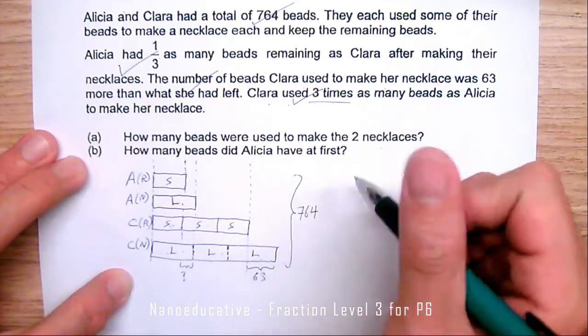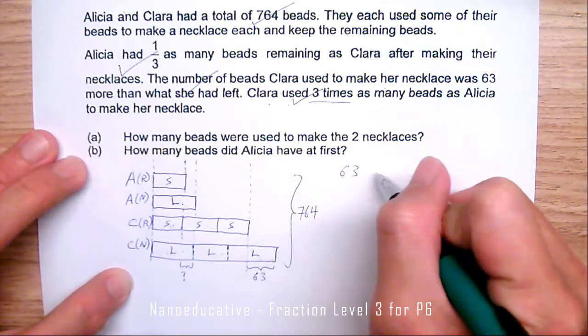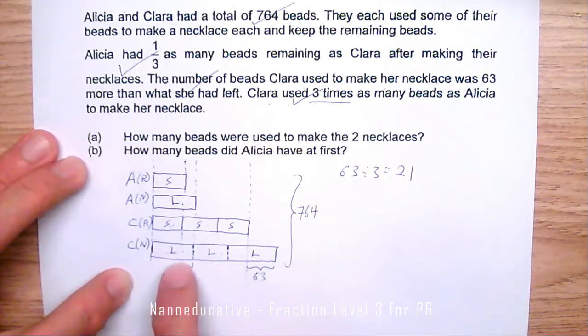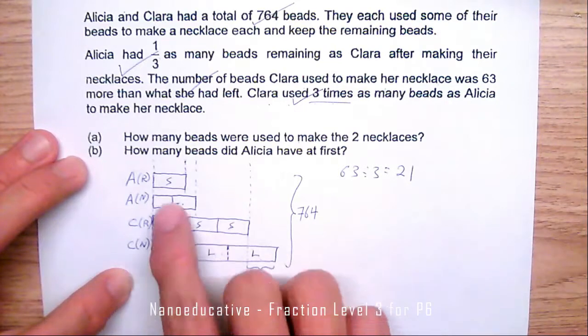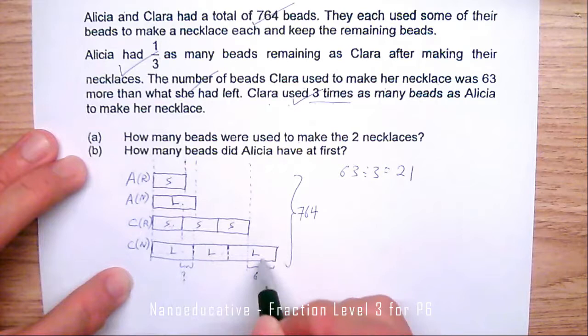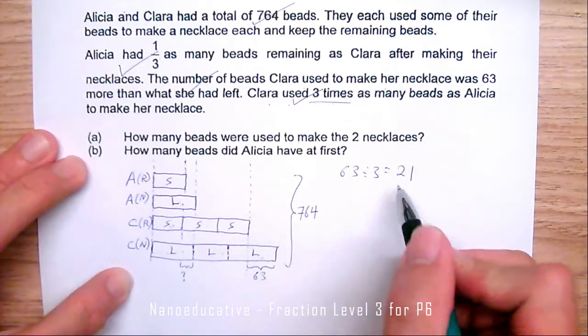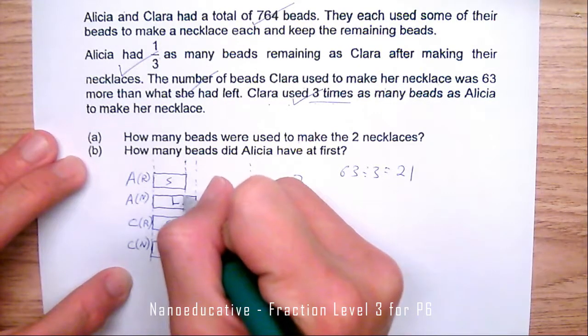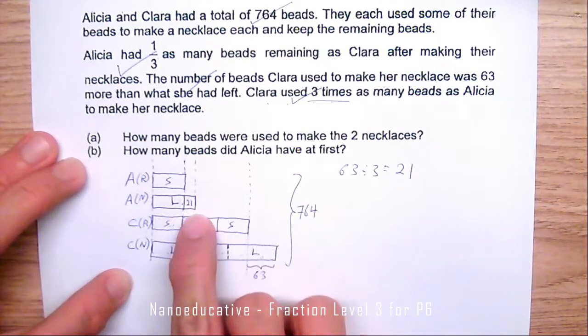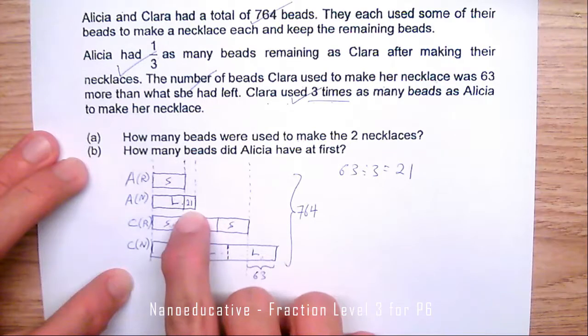So I'm just going to go ahead and do this. 63 divided by 3 gives us 21. This tells me that one long bar is 21 more than one short bar. After doing this, I'm going to convert all the long bars to short bars. So this is 21, because this long bar is 21 more than a short bar.